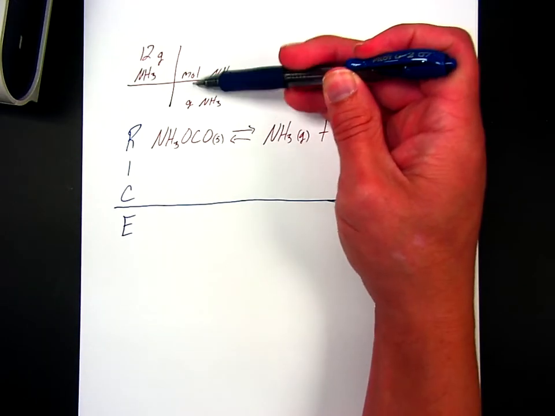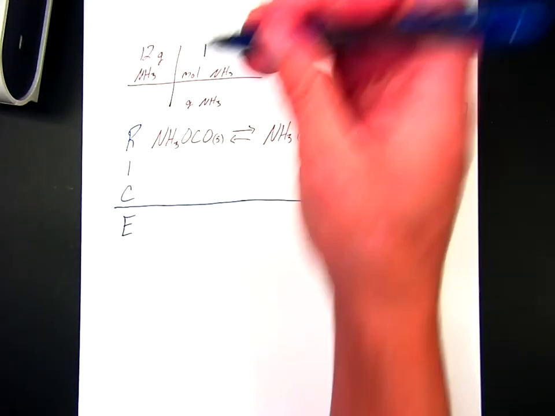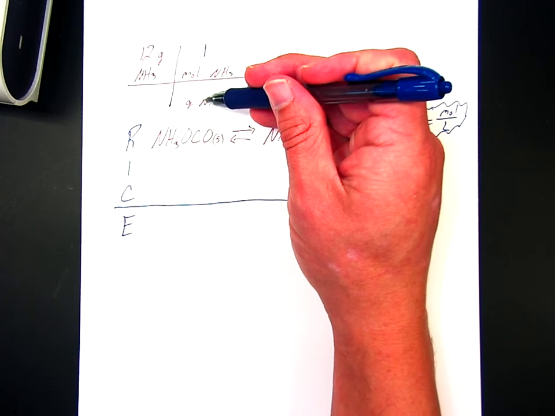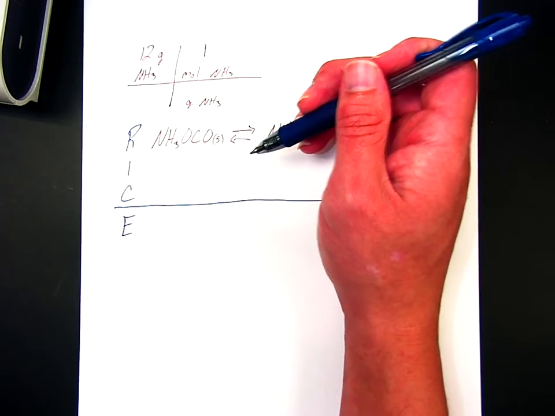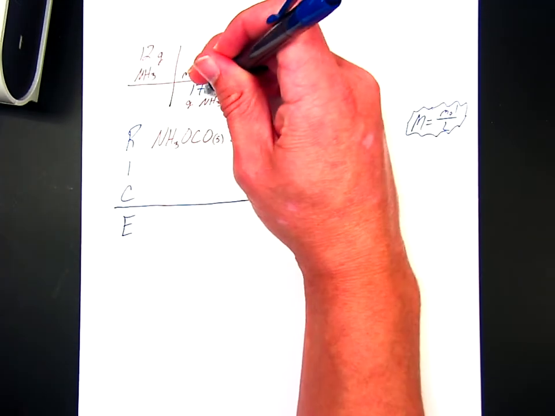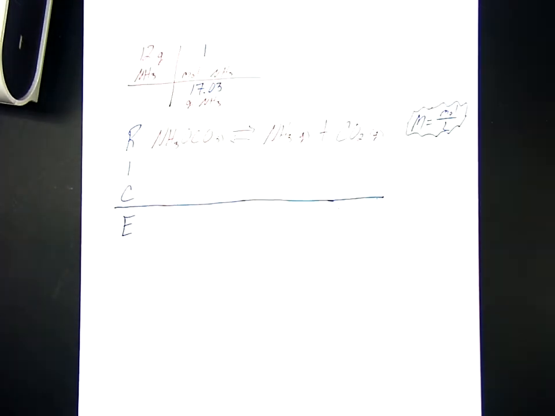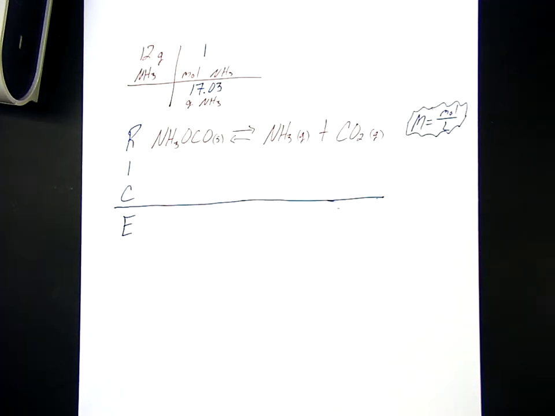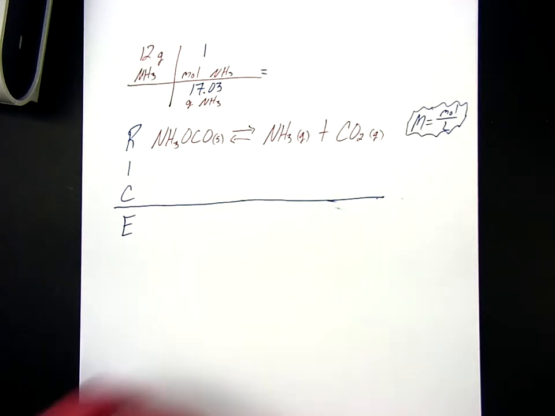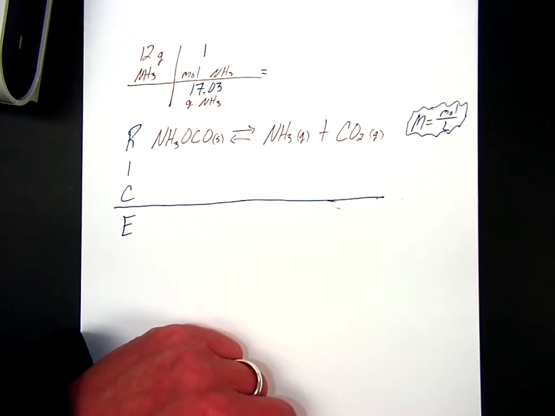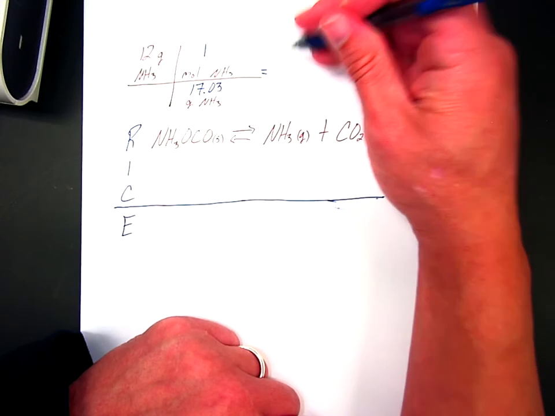Anytime moles is over grams, it's 1 to periodic table. So we need to add up the mass of 1 nitrogen and 3 hydrogens, and it comes out to 17.03 after finding that molar mass. All right. And this is going to give me 0.7 moles.